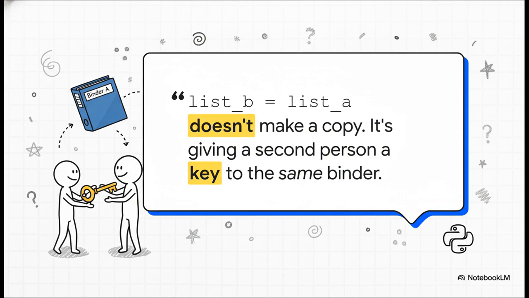This is maybe one of the most important things to understand about how Python handles lists. List B equals list A does not make a copy. It doesn't create a second binder at all. All it does is create a second name tag, a second label that points to the exact same binder in memory. The best way to think of it is this. We don't have two binders. We have one binder, and now two people have a key to it.